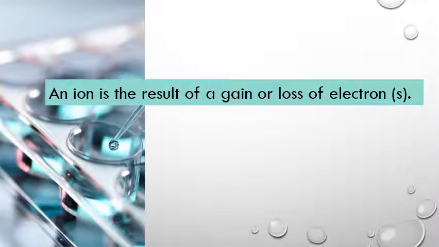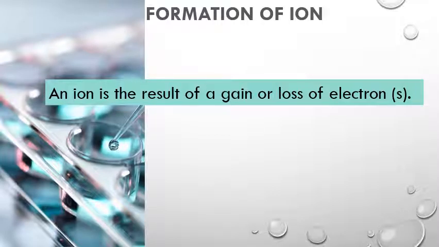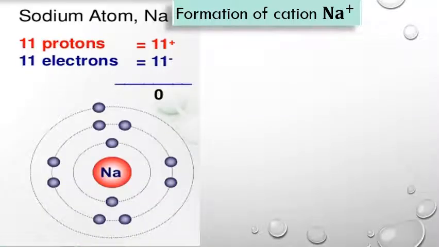An ion is the result of a gain or loss of electrons. So you're going to ask me, how is an ion formed? How do we get Na plus? How do we have F minus? Well, the answer is because an ion is the result of a gain or loss of electron or electrons. So an atom can gain or lose one electron, or gain or lose more than one electron. Let's see. Here we are going to discuss the formation of ions. Let's see the formation of cations.